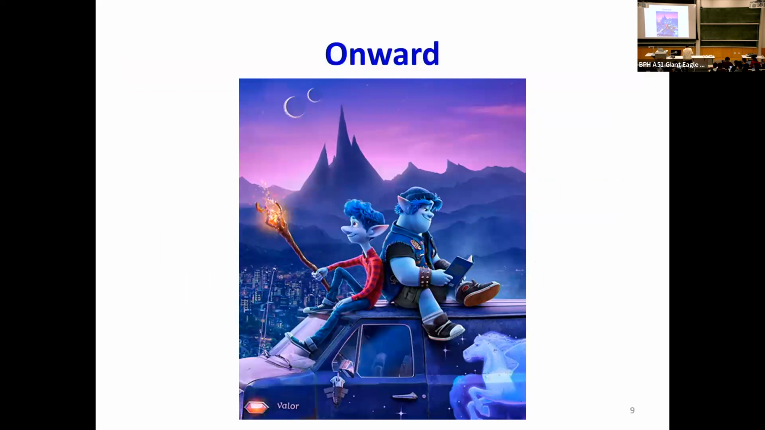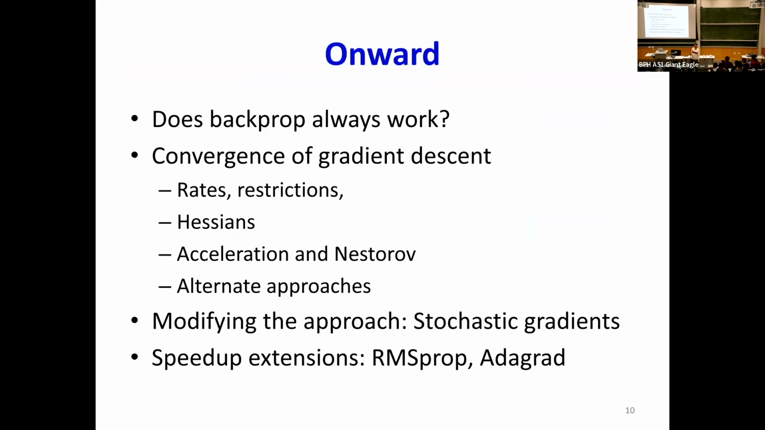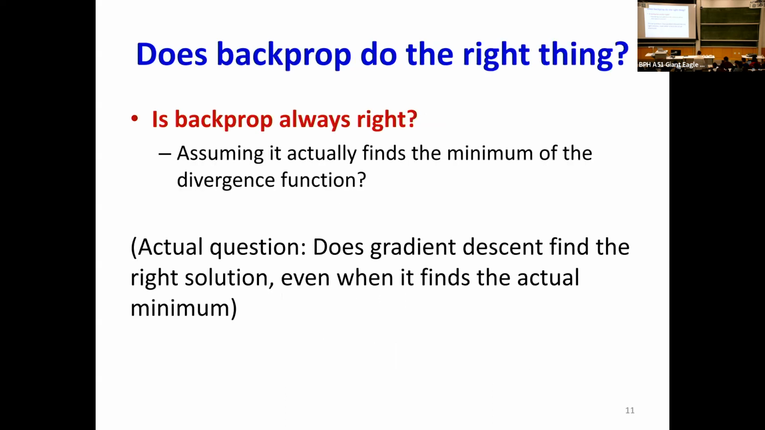Anyway, let's move on. So first question. We've looked at gradient descent using backprop. Does this always give you the answer? We're going to look at the conditions under which it gives you the answer, and how we can modify this basic gradient descent approach to get a better shot at the correct answer. So first, is backprop always right? I'm using backprop as a proxy for gradient descent using gradients computed using backprop, okay?